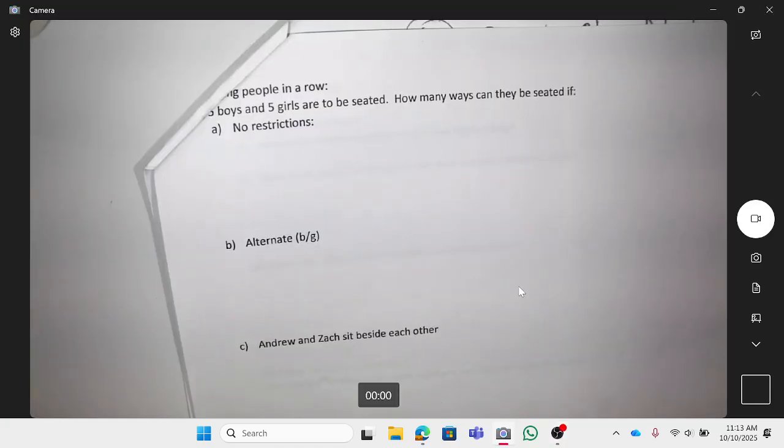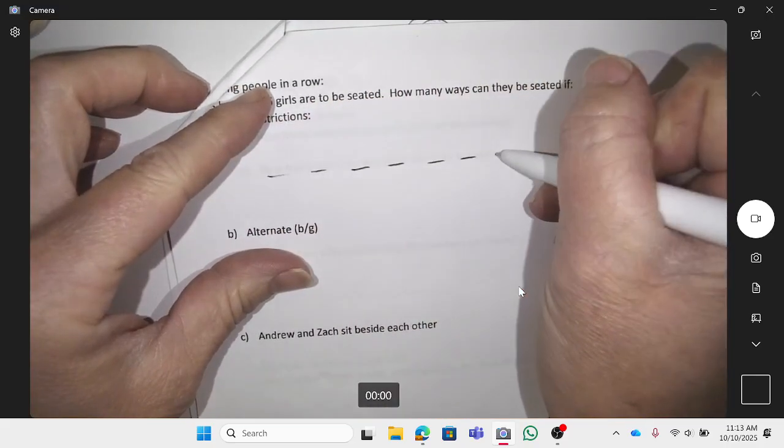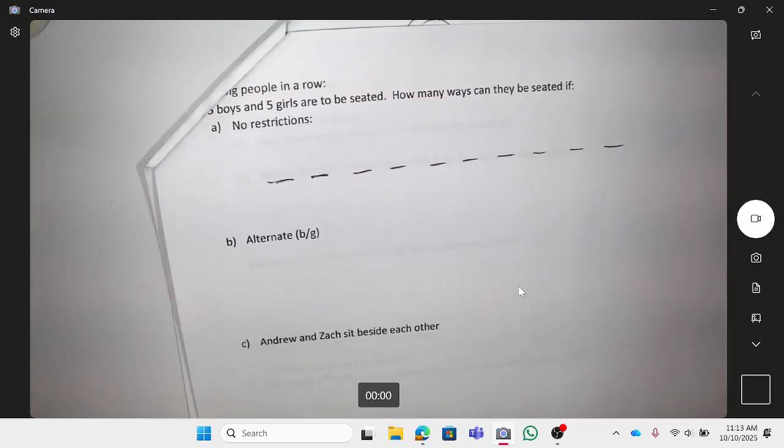Okay, 5 boys, 5 girls have to be seated. How many ways if there's no restrictions? Okay, so I have to be putting these people, let's say I'm just lining them up for a photo kind of idea. I'm putting them in seats to take a photo of them.